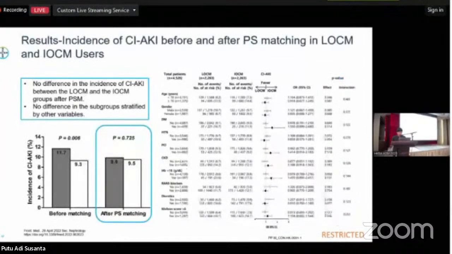From the results, the incidence of contrast-induced acute kidney injury between the low osmolar contrast agent and iso-osmolar contrast agent groups after propensity score matching is not statistically significantly different. The same holds for the subgroup analysis stratified by other variables, including age, gender, comorbidity, and baseline factors.